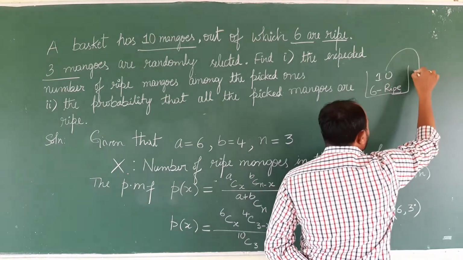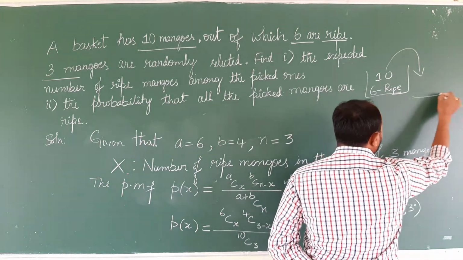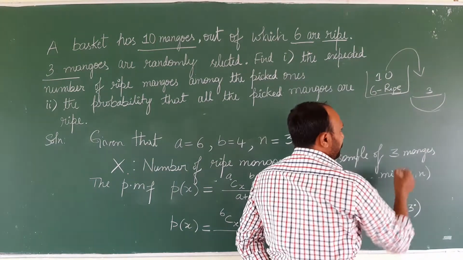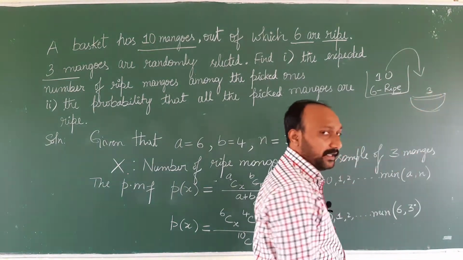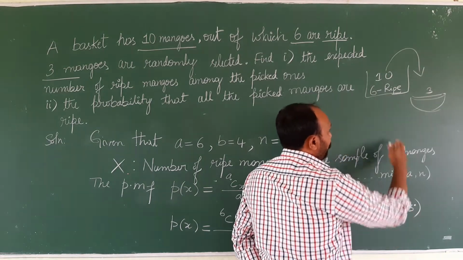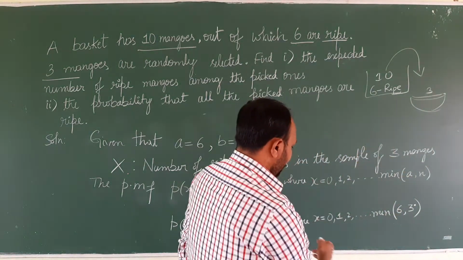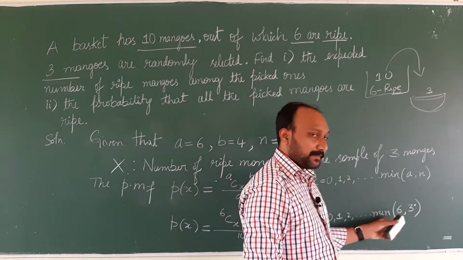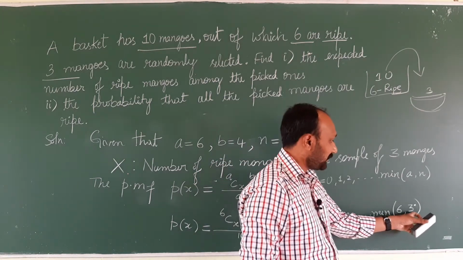So we are drawing a sample of size only 3, nothing but there will be only 3 mangoes. So what is the x value now? The x value can be 0, 1, 2. It can go up to a maximum of 3.